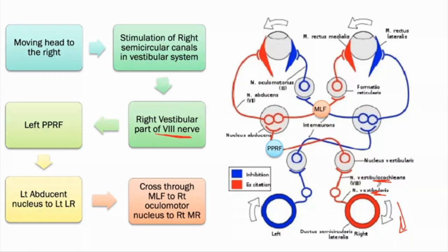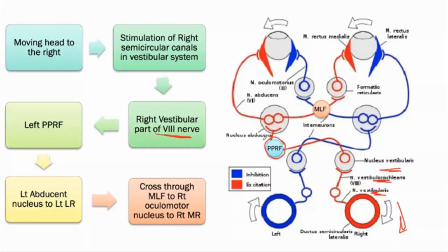So the right vestibular branch of the vestibulocochlear nerve will pass from the vestibular nucleus to the other side, to the parapontine reticular formation. Do you remember the parapontine reticular formation? Yes, this is the horizontal gaze center. So the pathway is now crossing to the other side, so impulses from the right pass to the left. Now the left parapontine reticular formation is stimulated.